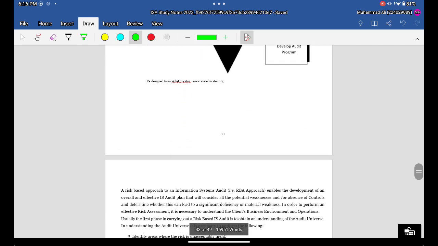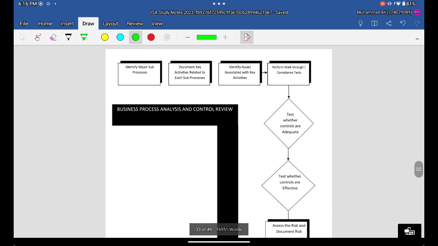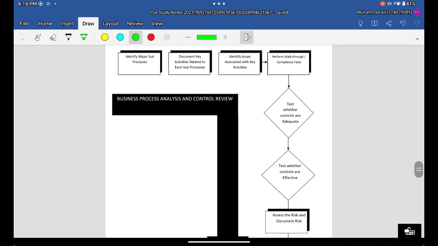A risk-based approach. When you're doing an audit and you want to know what the high risks in the business are, the very high risks, you do a risk-based approach. Identify major sub-processes, the processes in the business. For example, the transaction process happening, a customer coming into the business. Document key activities related to them. You document what's happening in those systems. Identify issues with the system.